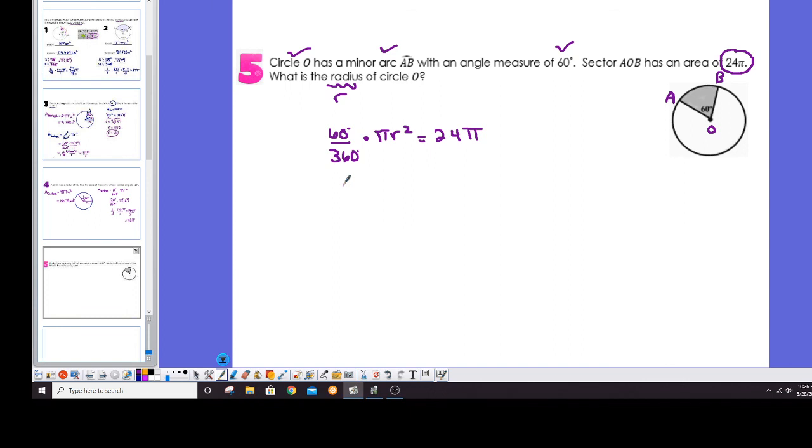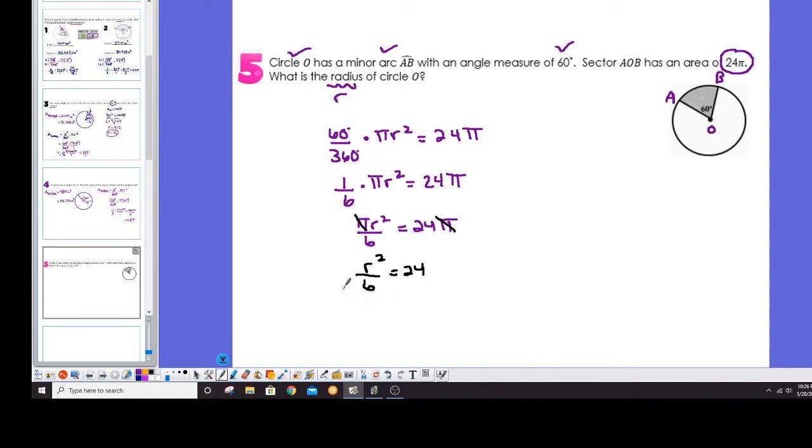So 60 over 360 is 1/6 times pi r squared equals 24 pi. So 1 times pi r squared is just pi r squared over 6 equals 24 pi. I'm making this as simple as possible. And what do we notice here? We notice that there's a pi on both sides, so can't I cancel those out? Of course I can. So now I'm left with r squared over 6 equals 24. Okay, so this is r squared divided by 6 equals 24.